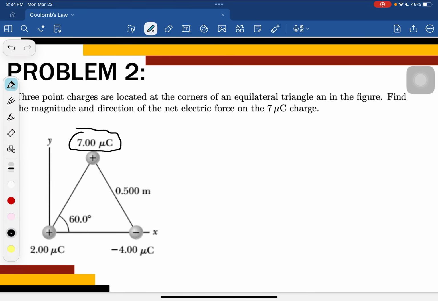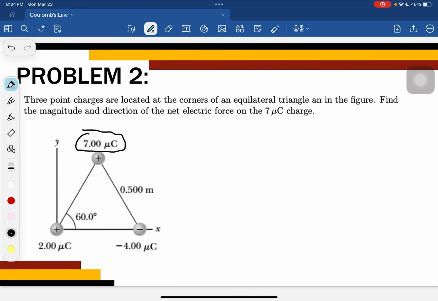Probably it's easier to give them some designations. We can say that this is Q1, let's call this Q2, and let's call this Q3. So we'll be getting F21 and F31. Eventually we have to get the net force on the 7 microcoulomb charge, which we identified at this point as Q1.